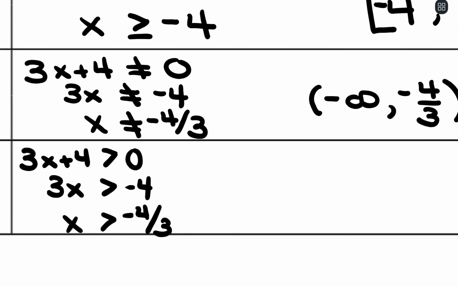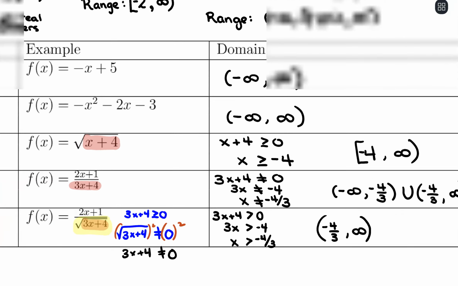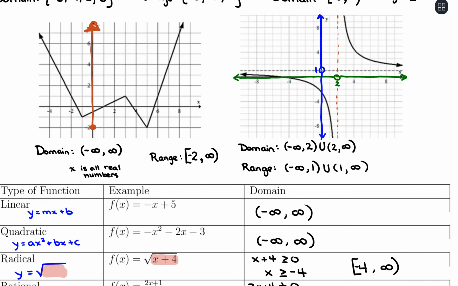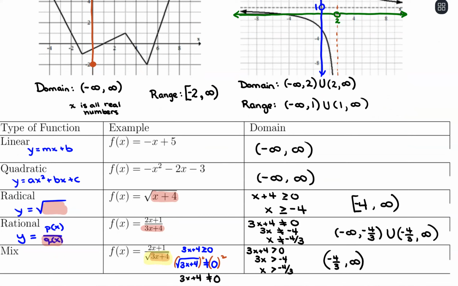So for our solution here, we're going to start at -4/3 and go off to infinity, using curved parentheses since we're not including the -4/3, and infinity always has curved parentheses. All right, so those are the different ways to write our domain and range. Again, for these kinds of problems solving algebraically, we'll just focus on finding domain, not range.